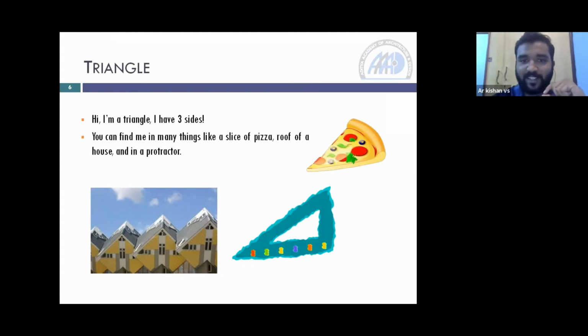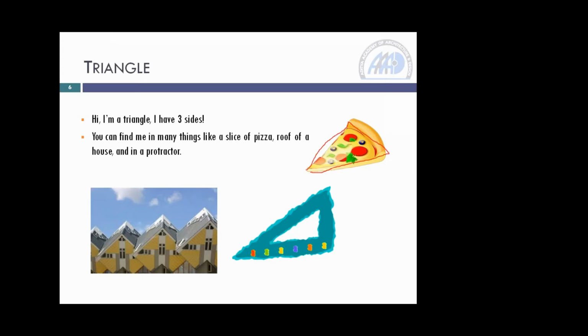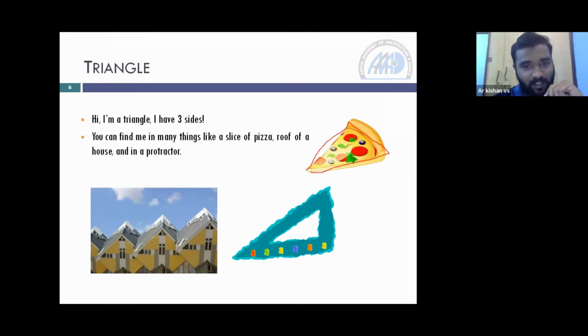So where do we see all these triangles? As of now, I have told you, in the pizza. So this is one. Actually, in the first PUC, the geometry box, sir, the protractor. Yes, sir. Pyramid. Pyramids.